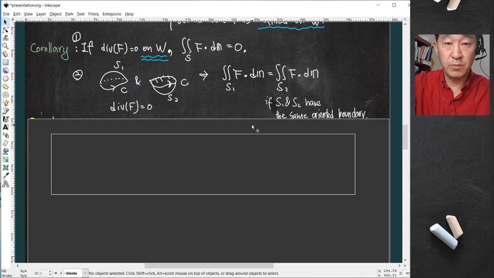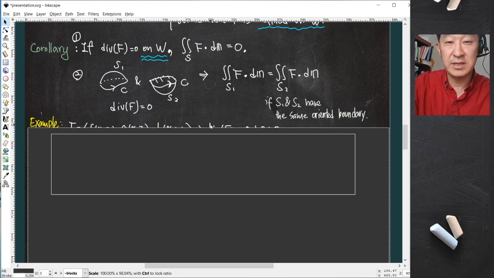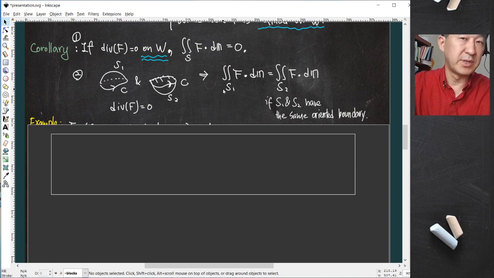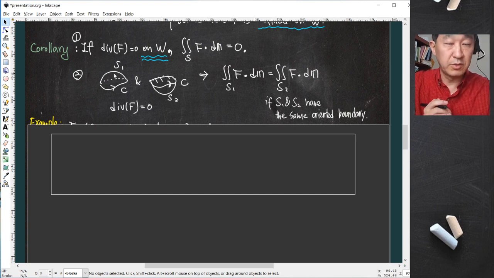It happens there. So they call this path independence. I don't know what to call this one. Never seen people calling this one. Surface independence, maybe you should call that. It doesn't matter what kind of surface you put in there for that boundary. The integral is going to be the same always, if your vector field has this interesting property called vanishing divergence.